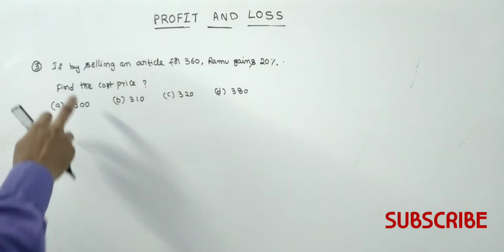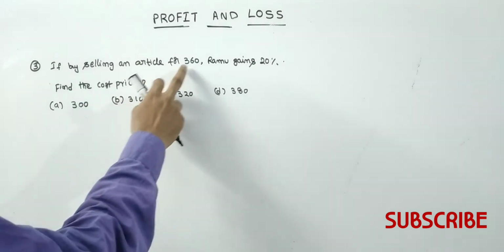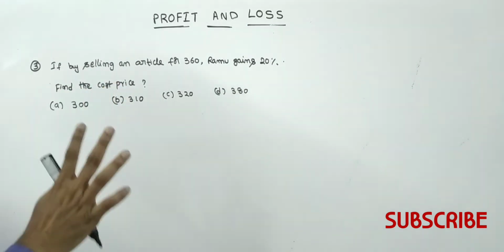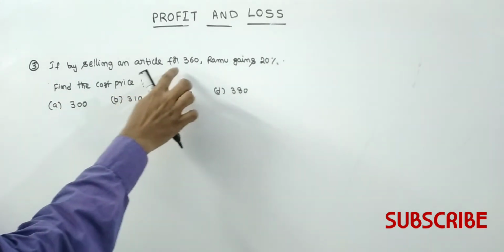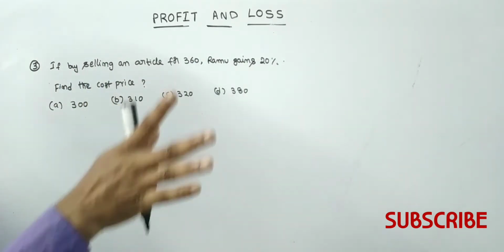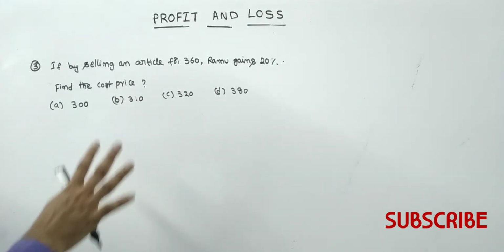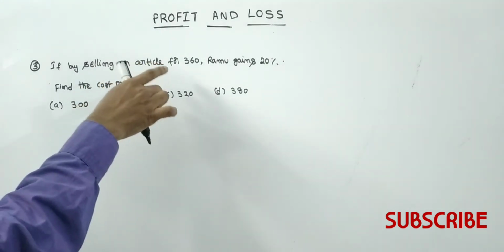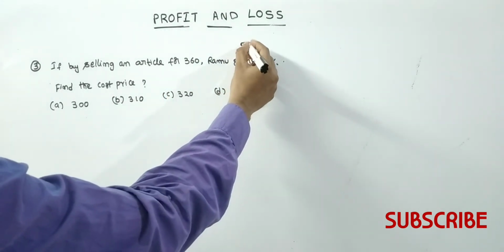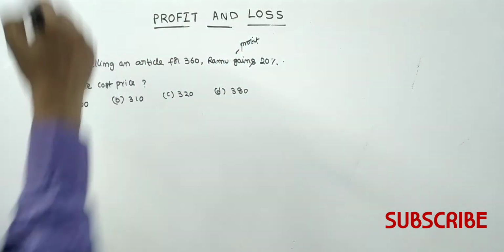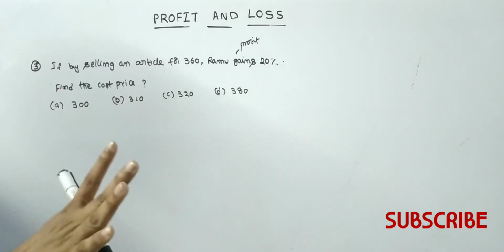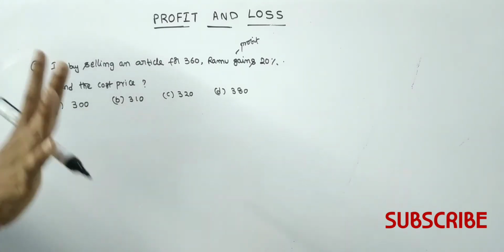See friends, next problem. If by selling an article for rupees 360, Ramu gains 20%, find the cost price. See friends, what he is asking? He is asking the cost price. What he has given? Selling price of an article he has given and the percentage of profit. Gain means profit only. 20% profit is given. In every session I am telling you, we should compare the profit percentage or loss percentage with the cost price only.